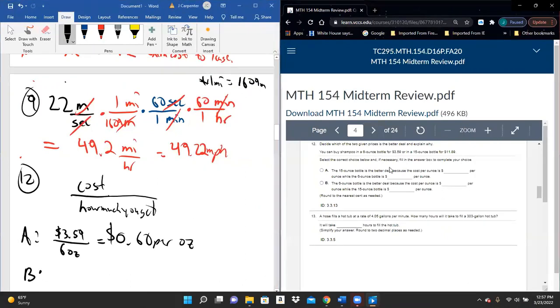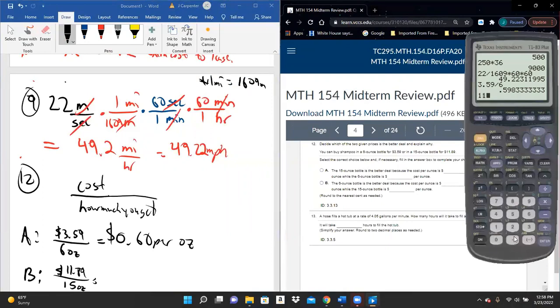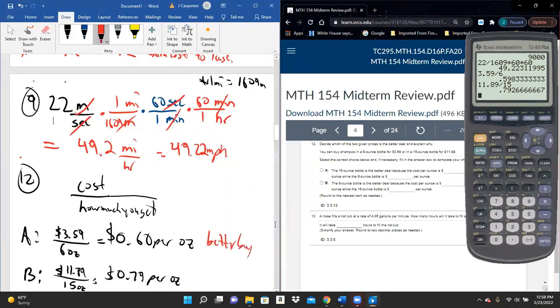If you go with option B though, maybe it's just a bigger version of it, you're paying $11.89 for 15 ounces. And then you do that division really quickly. 11.89 divided by 15. And we get 0.792, and so on. So rounded to the nearest penny would be 0.79. And that's per ounce. So what would you rather have? I would rather pay less, so this is the better buy. And then you can fill your answers there.